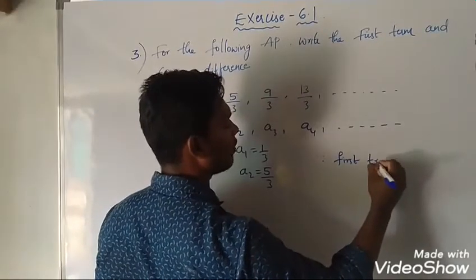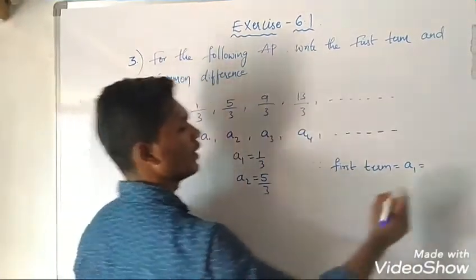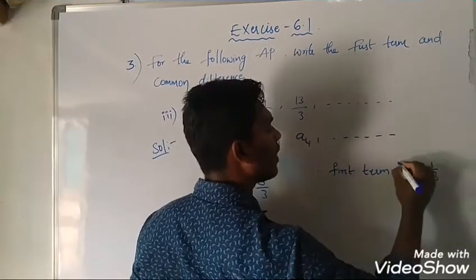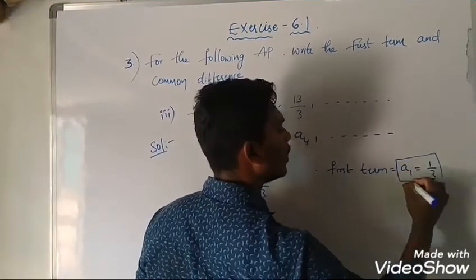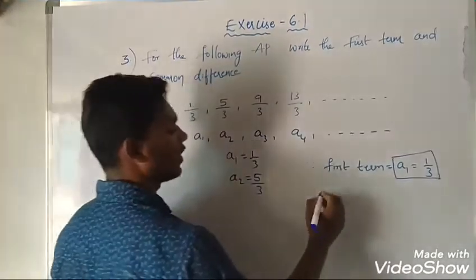So what is the first term? First term means A1, right? So what is the value of A1? A1 is equal to 1 by 3. So this is the first term. Now next, our target is to find the common difference, right?